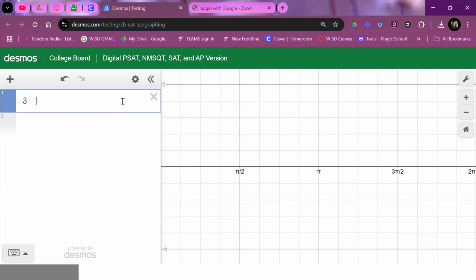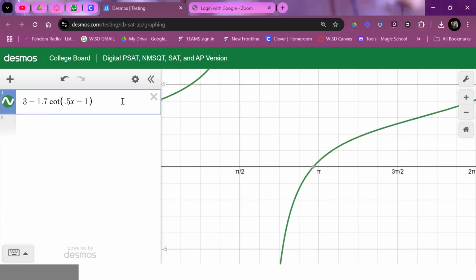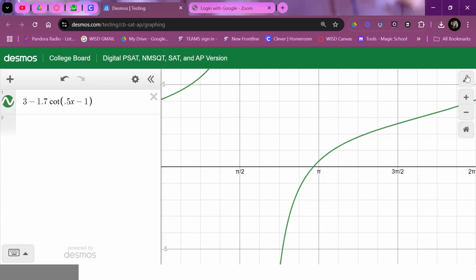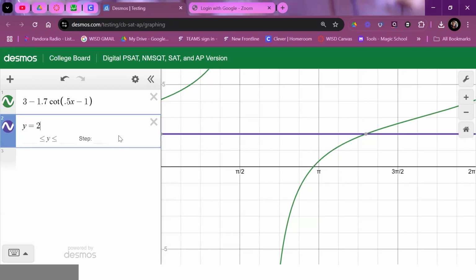My first equation is 3 minus 1 7/10 cotangent half x minus 1. Yeah, that's the same. And then, I didn't change the y's. Okay, and then when you put in the second one, when it's just a number, you have to put y equals. So I'm looking for when y equals 2. And guess what it does? It tells me. It's right there.